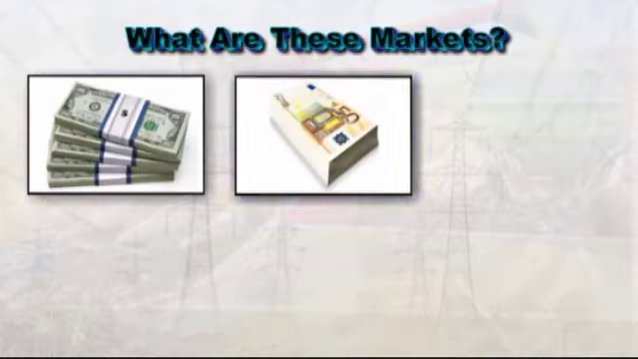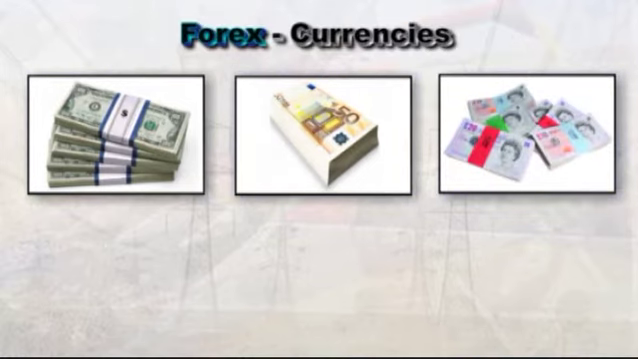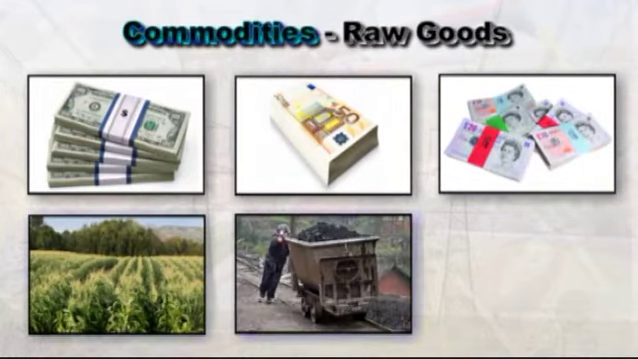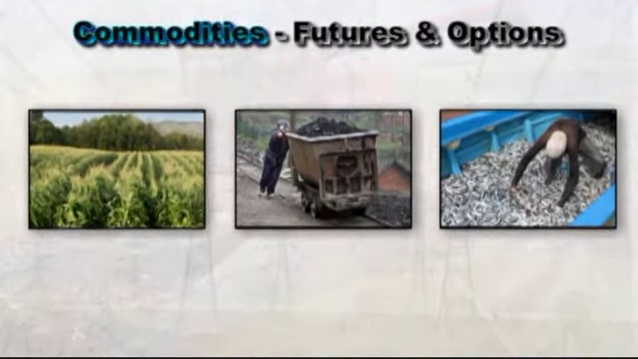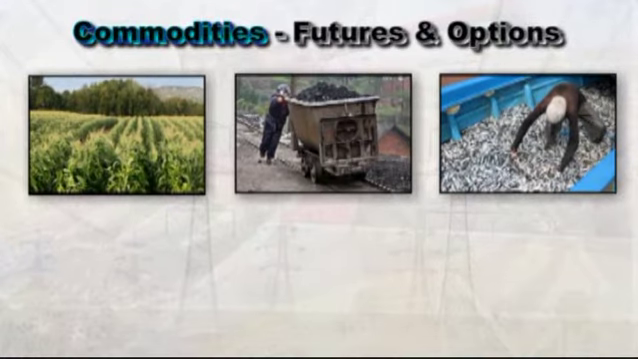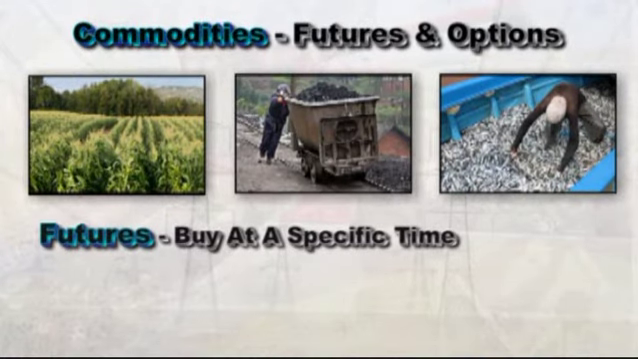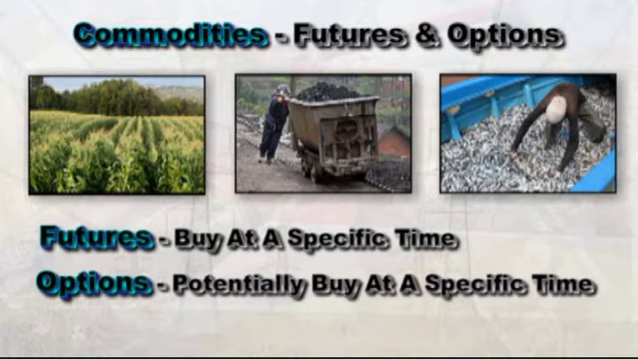They are 1. The Forex market, or currencies, and 2. The commodities market, or raw goods. Futures and options are a subset of the commodities market and represent just different ways to trade in that market. The futures market consists of contracts to buy commodities or financial instruments at a specific time. The options market consists of contracts to potentially, but not necessarily, buy commodities or financial instruments at a specific time.